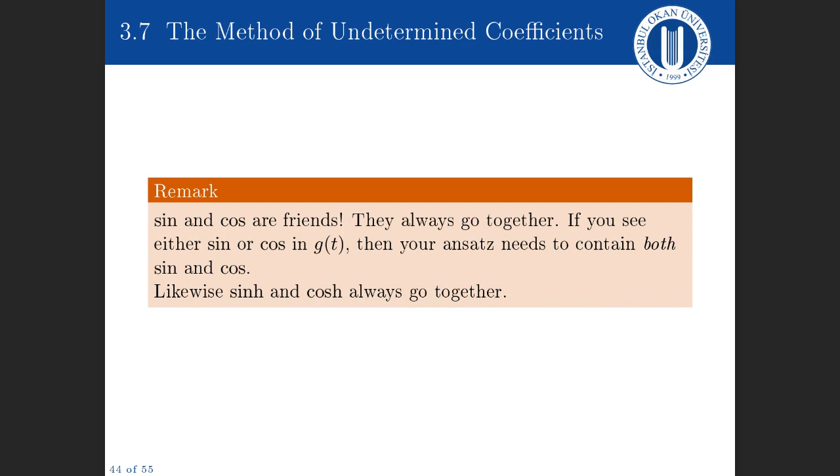When you're doing this method, when you're trying to find a particular solution, remember that sine and cos are friends. They always go together. If you see either sine or cos in g(t), then your ansatz needs to include both sine and cos. Likewise, if you see either sinh or cosh there, then your ansatz needs to include both of them because sinh and cosh always need to go together.